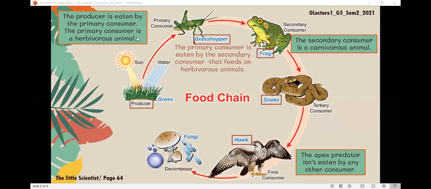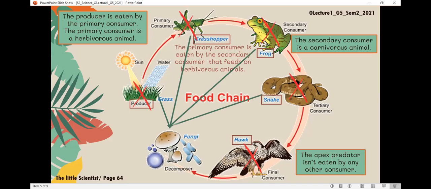What was Miss Fatin saying about decomposers? When the grasshopper, frog, snake, and hawk die and don't get eaten, they will be decomposed by decomposers that will break them down into minerals. So again, how do we read this food chain? The grass is eaten by the grasshopper. The grasshopper is eaten by the frog. The frog is eaten by the snake. The snake is eaten by the hawk.